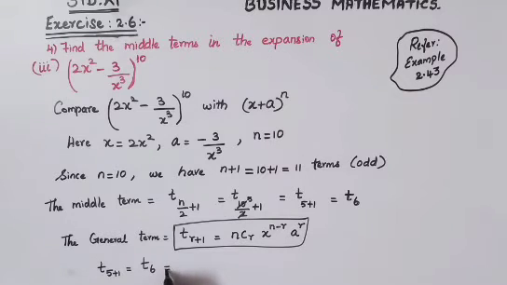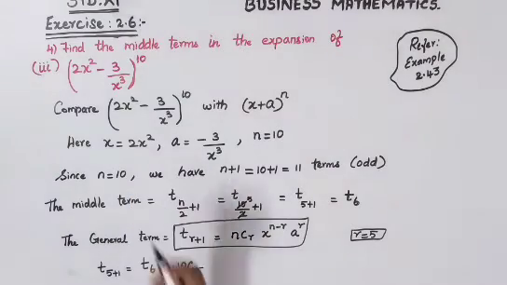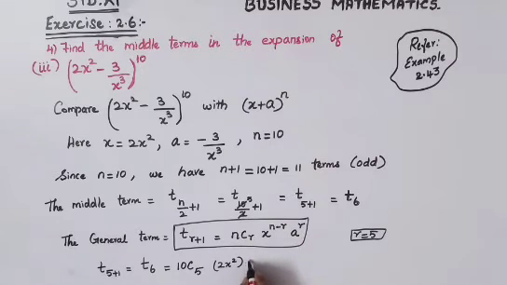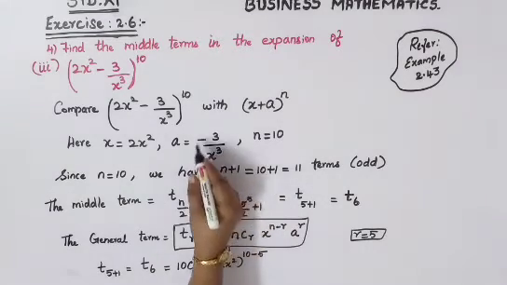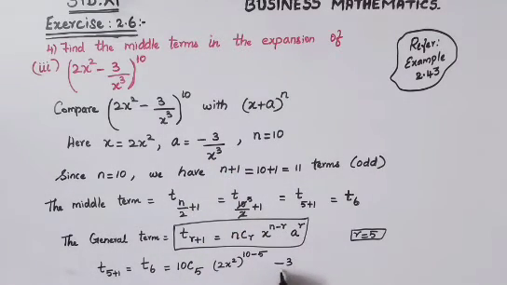Now in the place of r we have got 5, so better write it here, r is equal to 5. All the other values are there on top. So we'll go for substitution. nCr, n is 10, r is 5. And x power n minus r, x is 2x square, the whole power n minus r, n is 10 minus r is 5, into a power r. a is this term, minus 3 divided by x cube, the whole power r, which is 5.